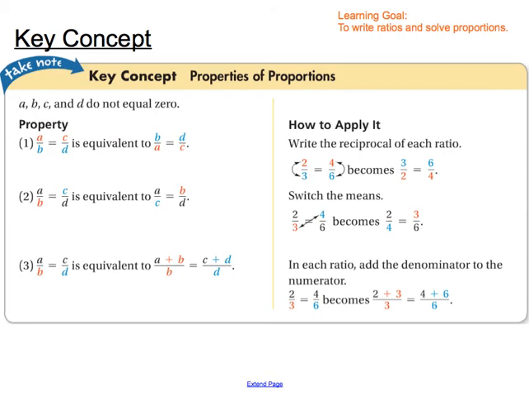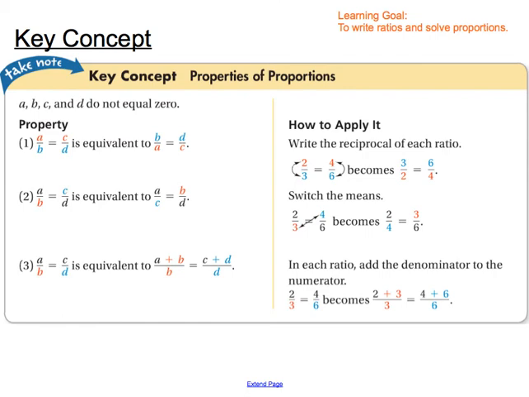The second property of proportions allows us to switch the means. So in this case, we start with 2/3 equals 4/6, and by switching the means, we see that it becomes 2/4 equals 3/6, also a true proportion.